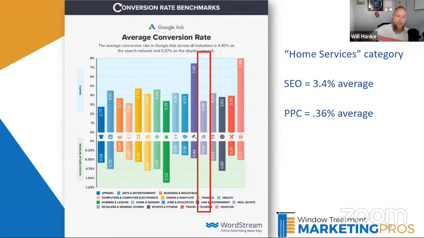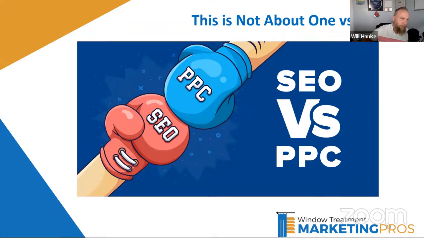So for home services, 3.4% is the average for SEO. And then on the bottom, here's what's interesting, 0.36% average. You can see across the entire bottom, there's not a huge conversion rate for pay-per-click. So it is definitely a different animal when it comes to comparing it to something like search engine optimization. But it still can be a very good tool to use.